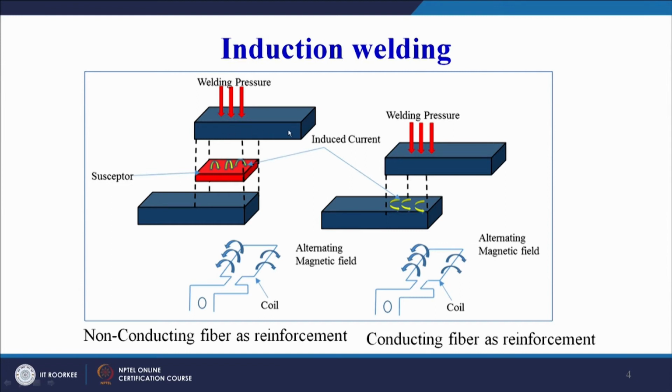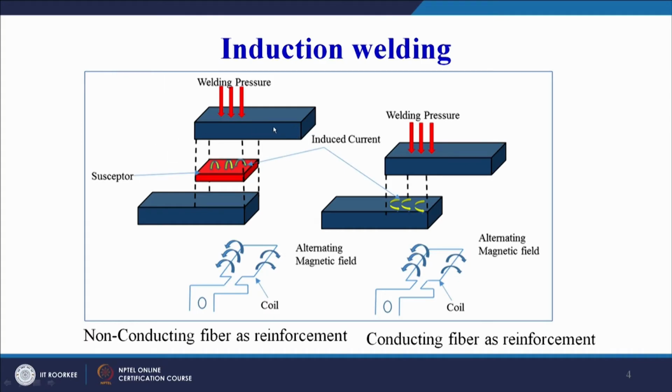So thermoplastic composites having non-conducting reinforcement are heated by using susceptors at the joining interface. This we will try to understand with the help of a diagram. Now here you can see induction welding, the blue color is the one composite part. This diagram we have seen earlier also in our introductory session towards secondary processing of composite materials. So here again we are trying to understand the mechanism once again.